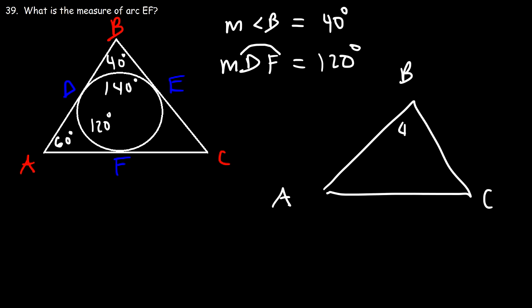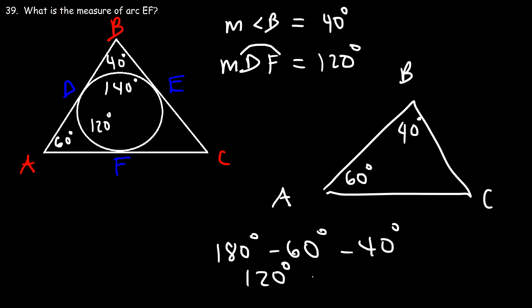Now, if B is 40 and A is 60, we know that C has to be 180 minus 60 minus 40. 180 minus 60 is 120. 120 minus 40 is 80. So angle C is 80 degrees. Now if angle C is 80, arc EF has to be 180 minus 80, which is 100.